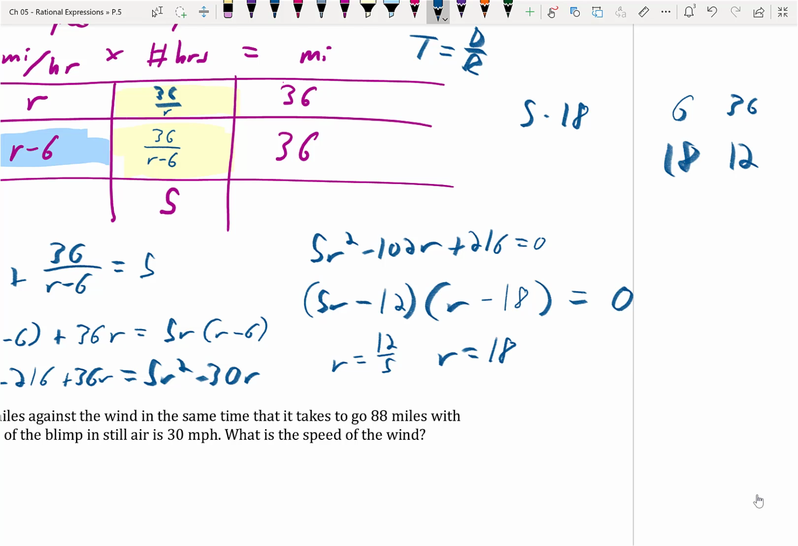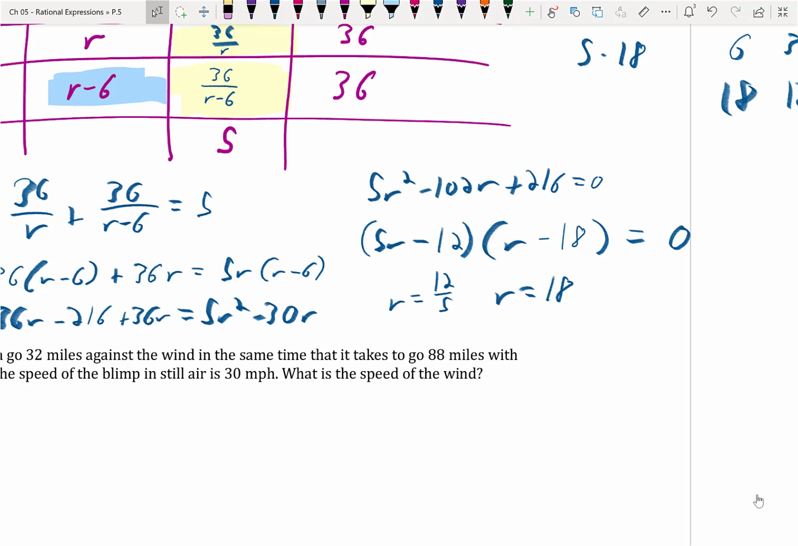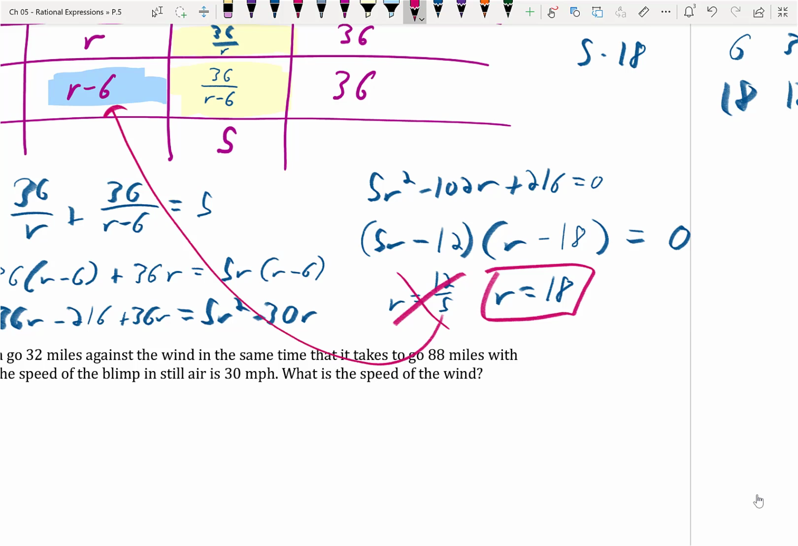I'm going to immediately reject one of those two r values. And it's not because 12/5 looks ugly. I think it looks pretty. It's because when I take 12/5 and plug it into r minus 6, it'll be a negative number. So that one's out, because that would mean that my rate is going to be negative on the way back. And I get bingo, r is equal to 18.